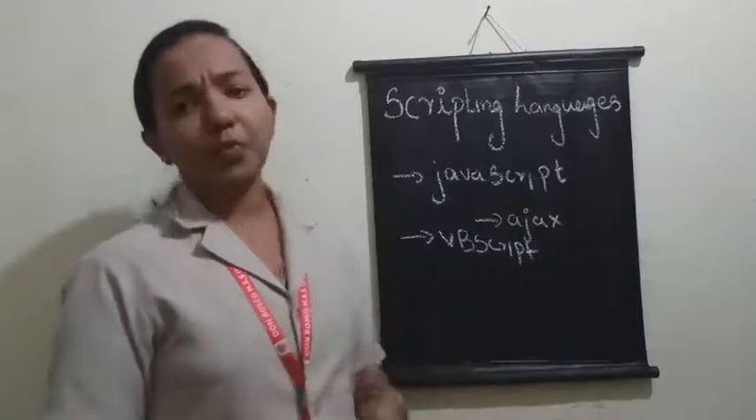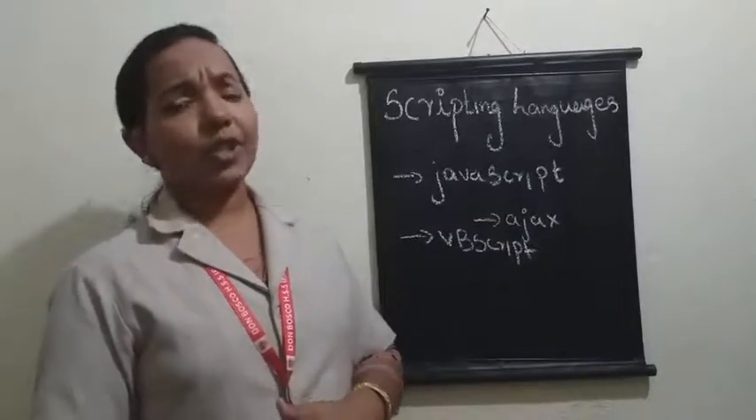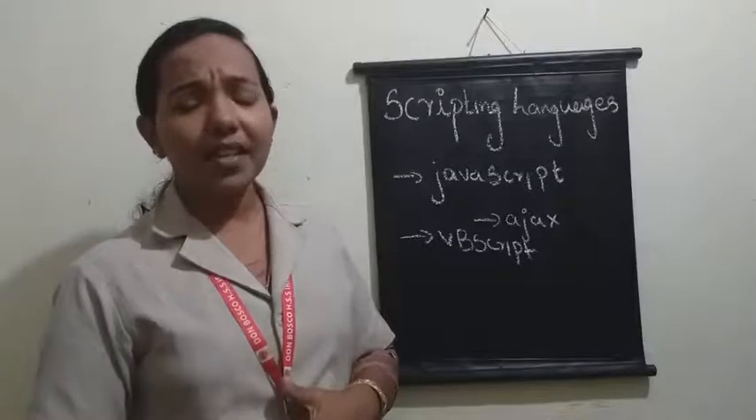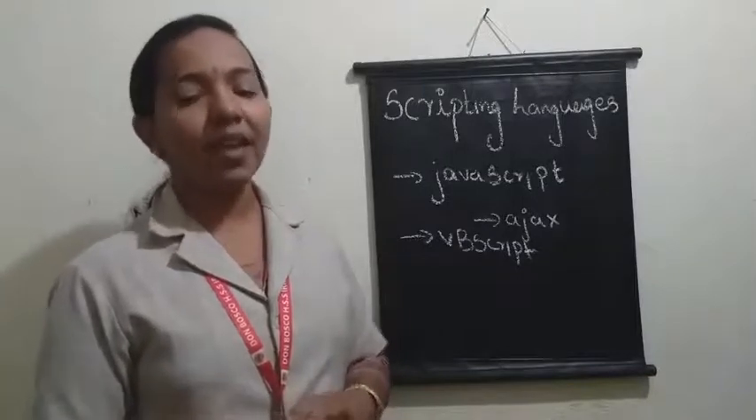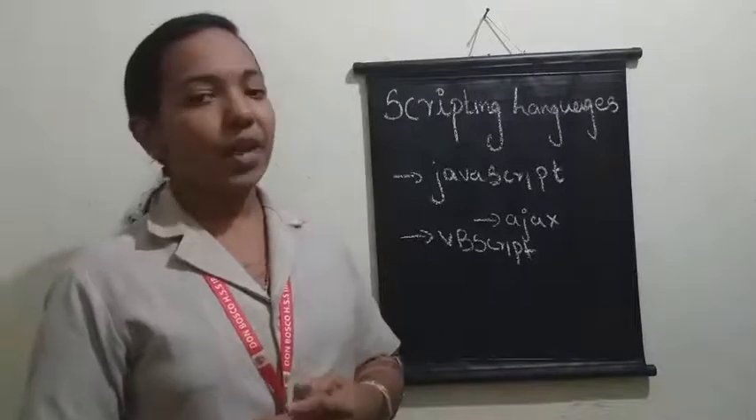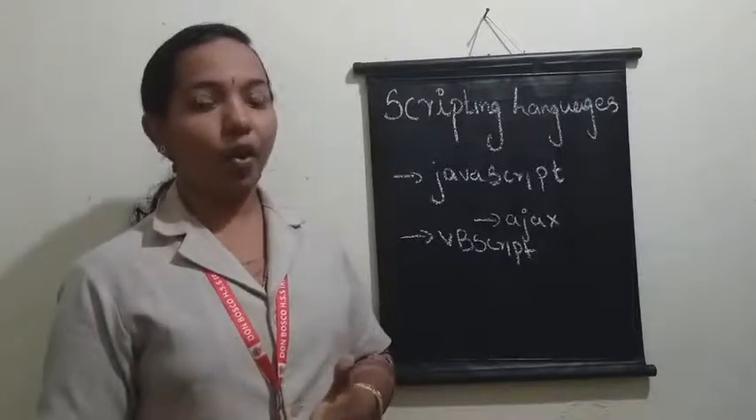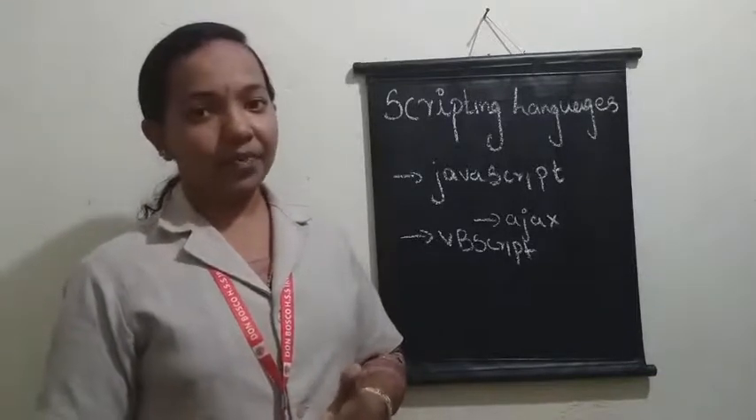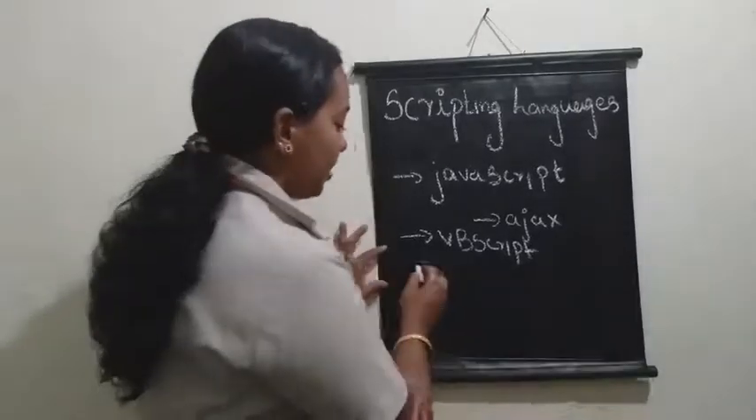VBScript also we can include inside the HTML code. Scripting languages means all these languages we are including inside the HTML code. For including a scripting language, we are using a special tag called the script tag. Clear? So this is the second one.